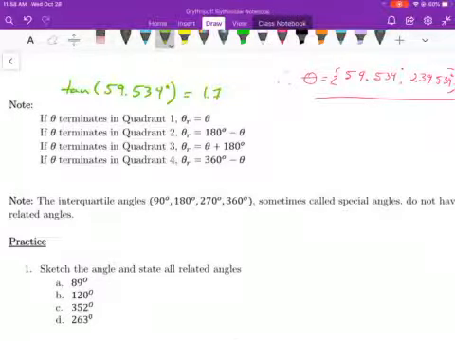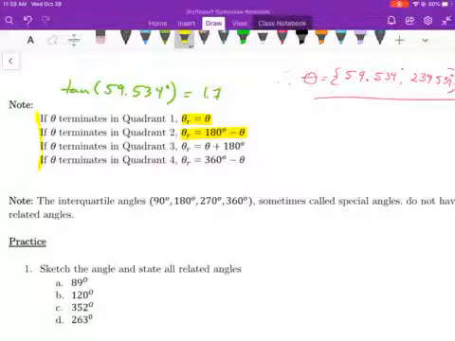If theta terminates in quadrant 1, our reference angle is theta. If you're ever trying to figure out how you can find the distance away from the x-axis, here's what you could do. So if your theta terminates in quadrant 1, by definition, your reference angle will be your angle. If theta terminates in quadrant 2, well then my reference angle is just going to be 180 minus theta, the distance away from the x-axis.